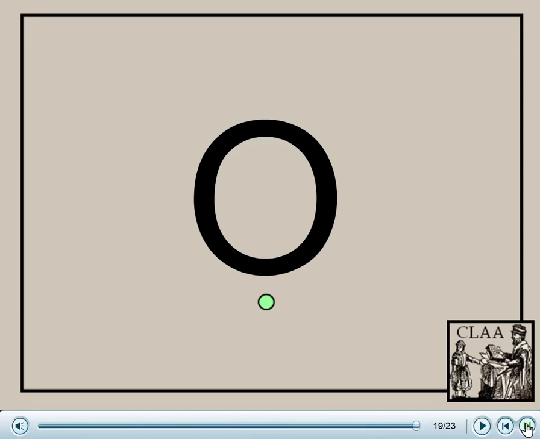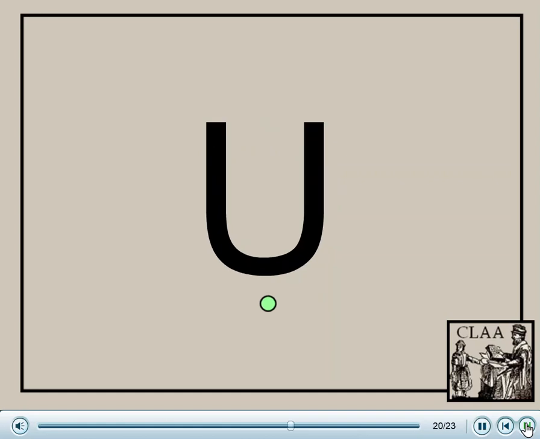Point to the green dot on your screen again. What is the name of this Latin vowel? Do you remember the name? This is the Latin vowel O. And let's do one more. Point to the green dot on your screen and name this Latin vowel. Do you remember the name? This is the Latin vowel U.